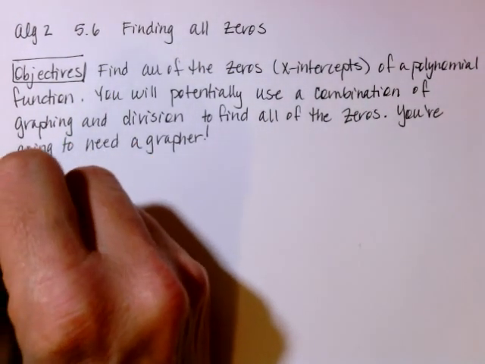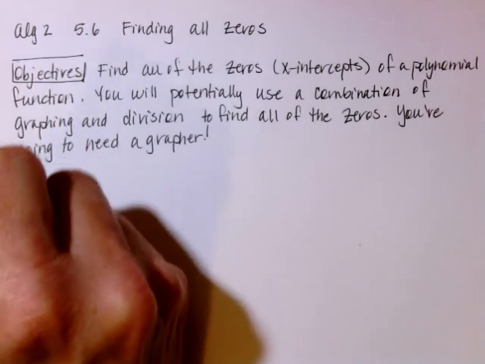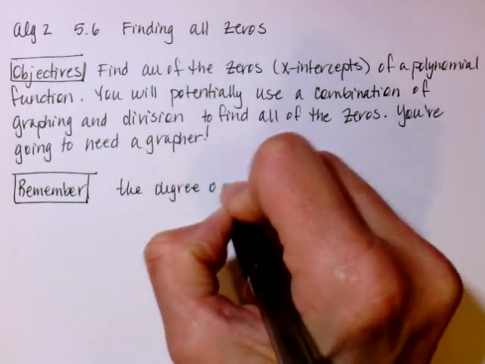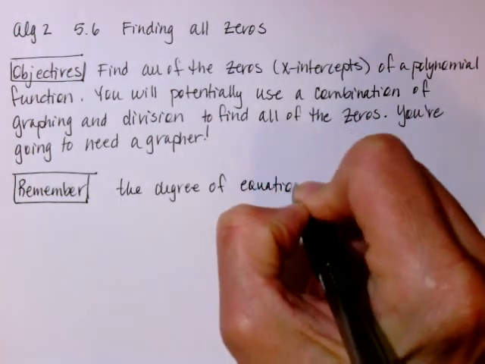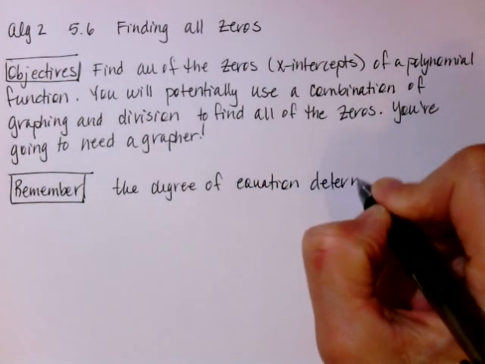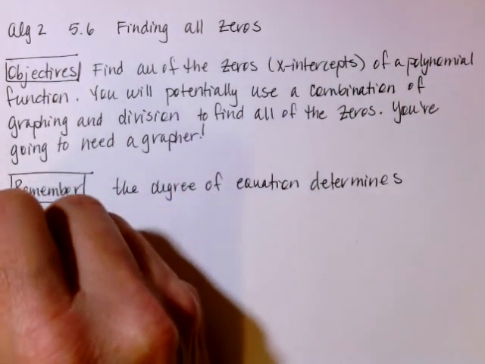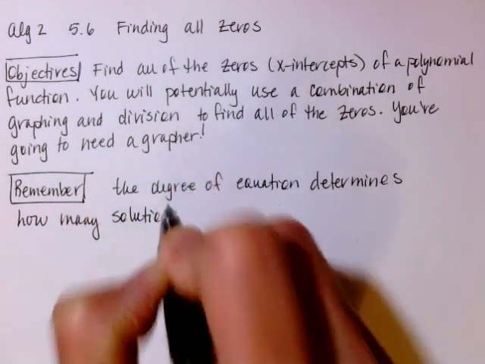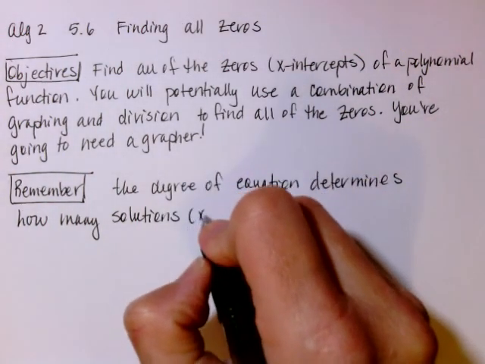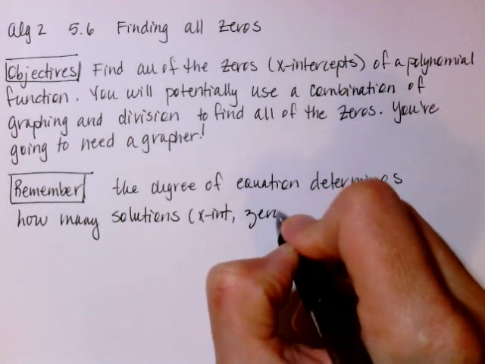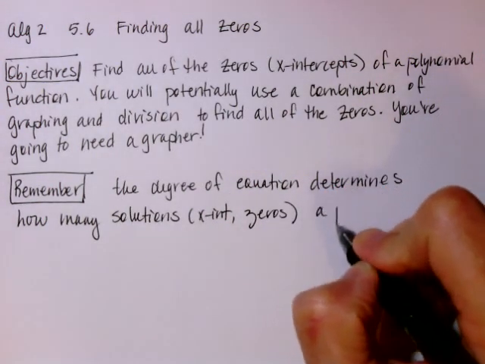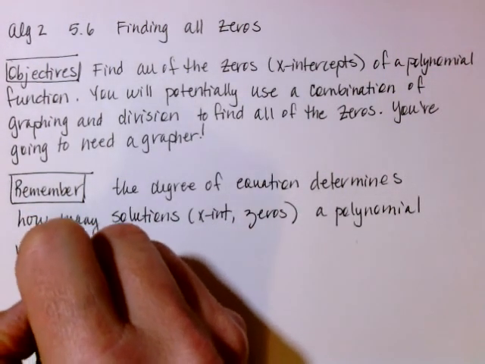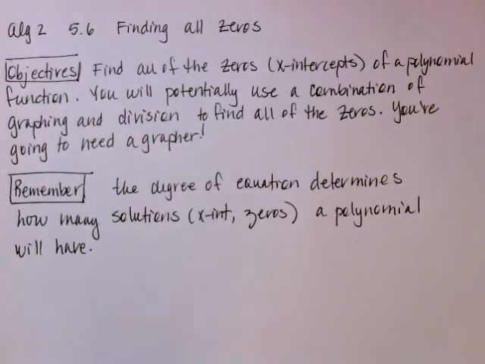A couple of things to remember. Remember that the degree of the equation is going to determine how many solutions, and remember there are words that are used interchangeably, so it might say how many x-intercepts, how many zeros a polynomial will have. That's going to be the one thing that we need to remember.